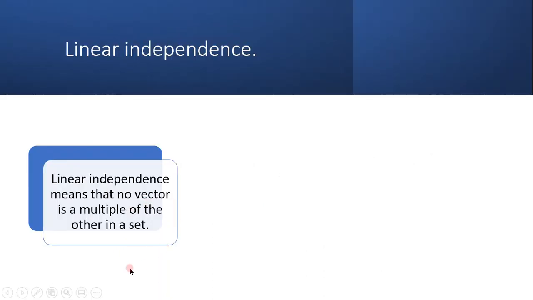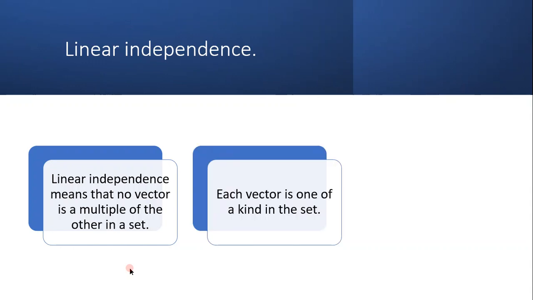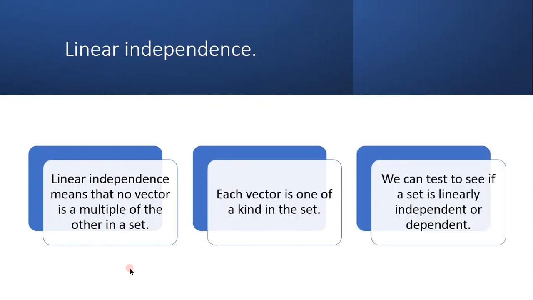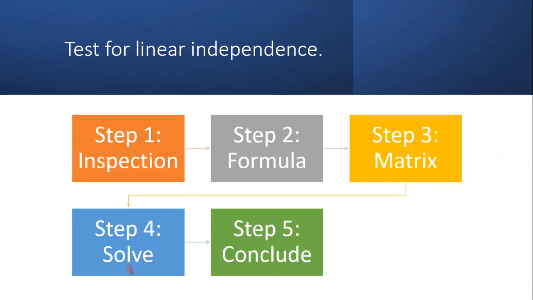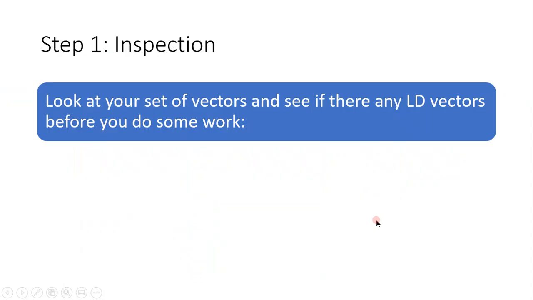So linear independence means that no vector is a multiple of the other in a set. Each vector is one of a kind in the set. And we can test to see if a set is linearly independent or dependent. So these are the 5 steps I'm going to walk you through.